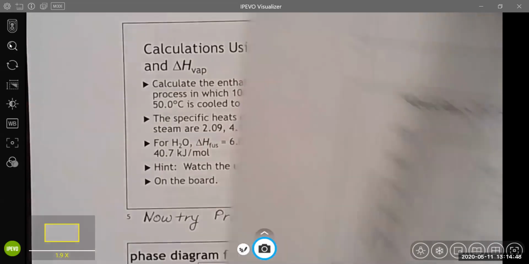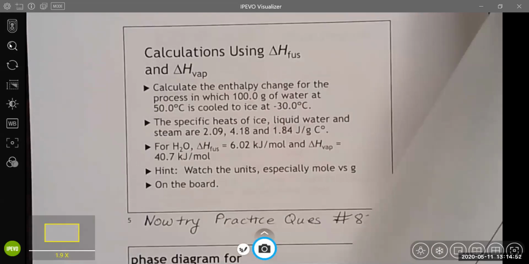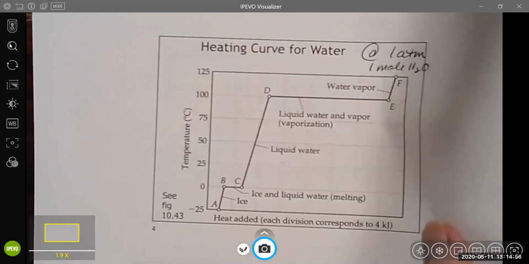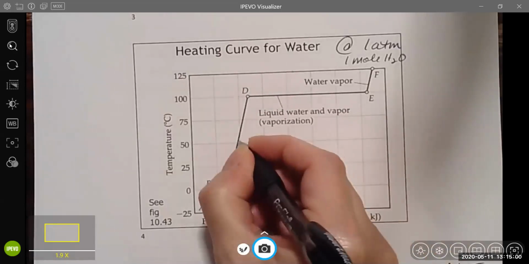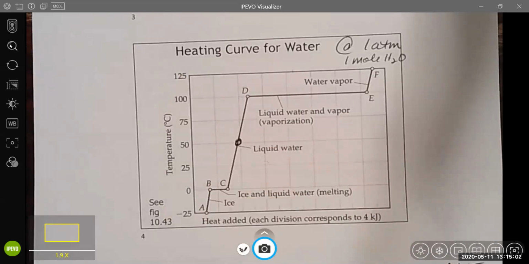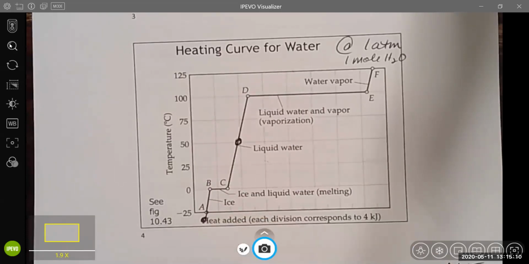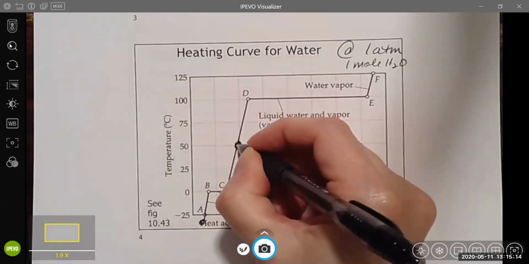Back to the heating curve. So the problem says we have 100 grams, it's at 50 degrees Celsius. That means in this problem we're not doing the whole thing. We're starting here, 50 degrees Celsius, right there, there's 50. But we're going to go down a little farther because it wants us to go down to -30. So maybe somewhere like down here. So let's look at how many segments of this we have. What are we going to have to do?